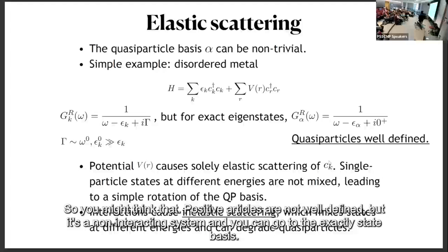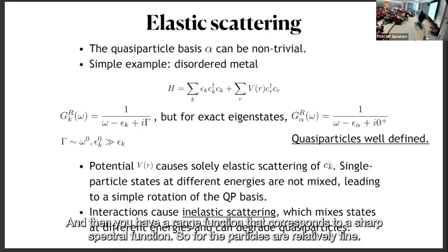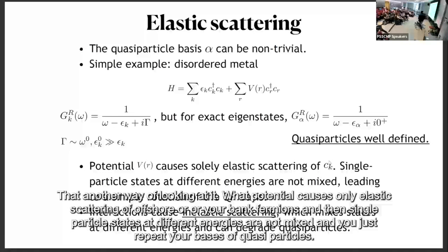So you might think that quasiparticles are not well defined, but it's a non-interacting system, and you can go to the exact eigenstate basis, and there you have a Green's function that corresponds to a sharp spectral function. So quasiparticles are well defined. Another way of looking at it is that this potential causes only elastic scattering of your band fermions, and then single particle states at different energies are not mixed, and you just rotate your basis of quasiparticles.